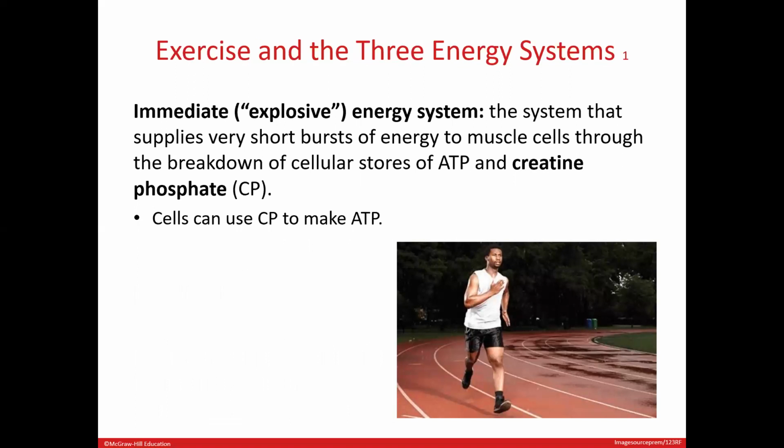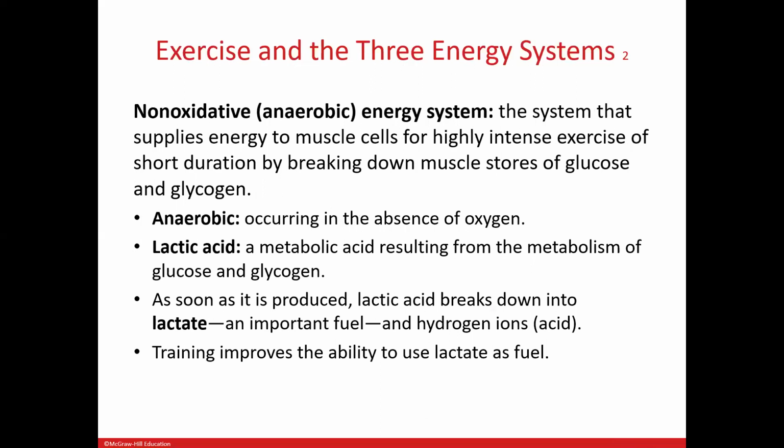We have three energy systems. So first, explosive immediate energy. This is the system that supplies very short bursts of energy to the muscles through the breakdown of ATP and also CP, which is creatine phosphate. And cells can use CP to make ATP. And then the second one is anaerobic energy, or non-oxidative energy. So this is where there's no oxygen. This system supplies energy to the muscle cells for highly intense exercise, only for a short duration, by breaking down the muscles' stores of glucose and glycogen.